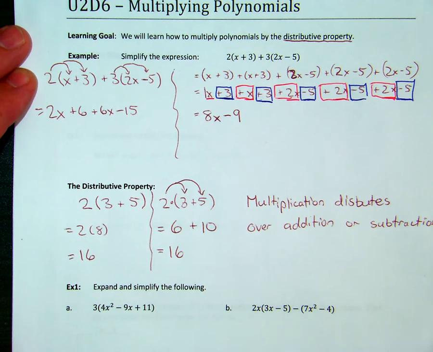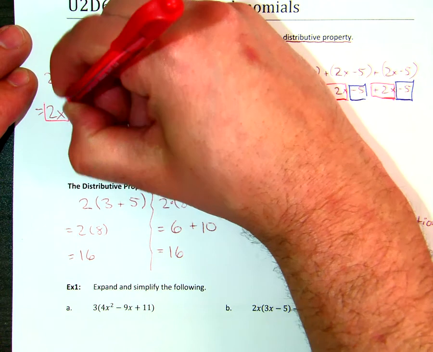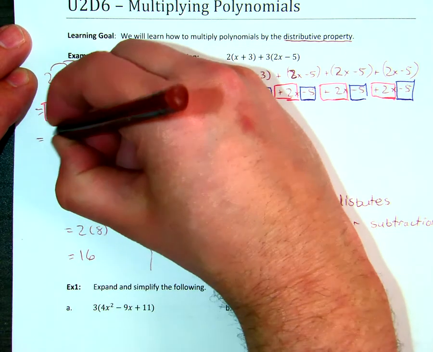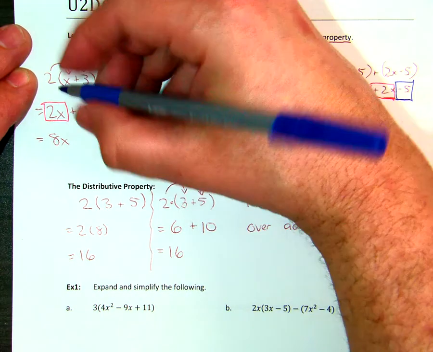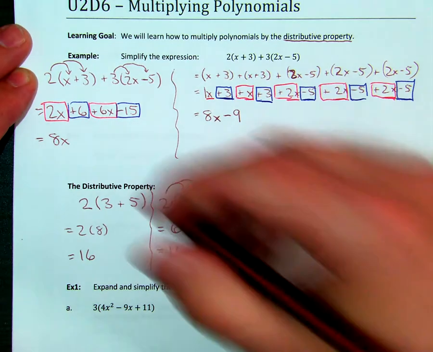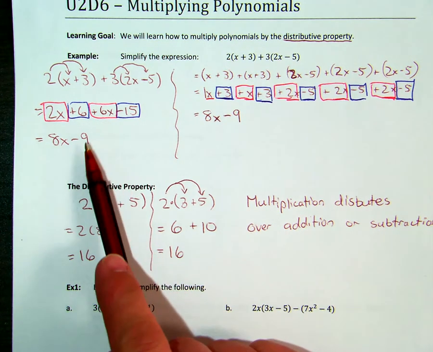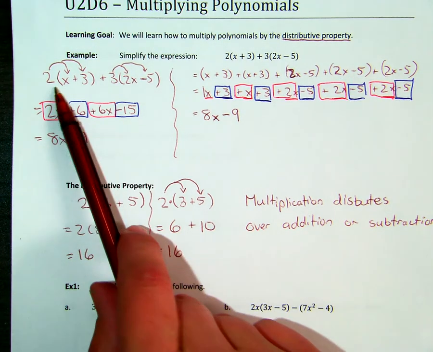And now I'm still left with collecting like terms. So this 2x and this plus 6x, they would add to 8x. And then I've got positive 6 minus 15. That would give me negative 9. And lo and behold, I have the same answer for both ways. And I think you would agree with me, this is much shorter. Okay, so we can save ourselves a ton of work, especially as these numbers get bigger.